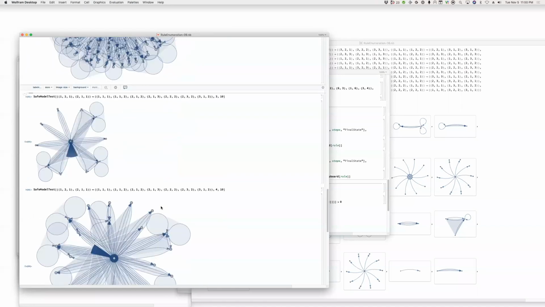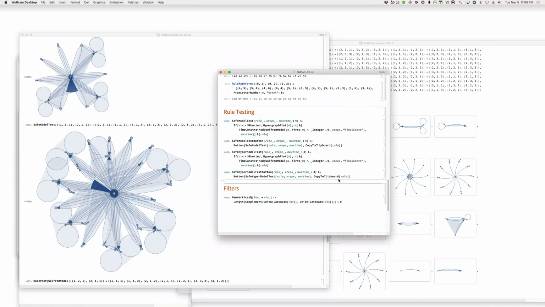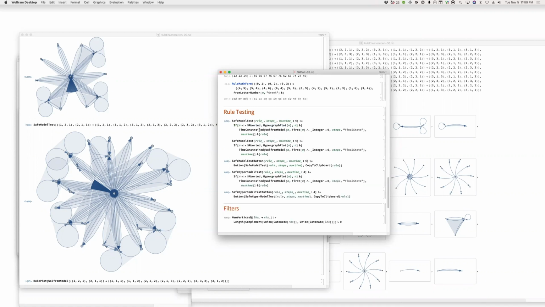Okay, let's go back to this. So what I was going to do is a count list. Okay, so if I do safe model count, and I don't want to do hypergraph plot, I just want to do this.